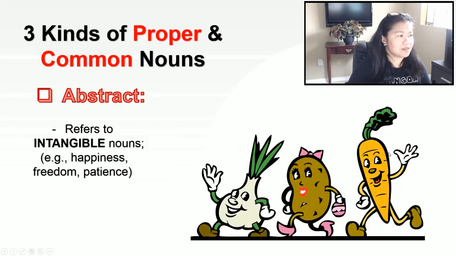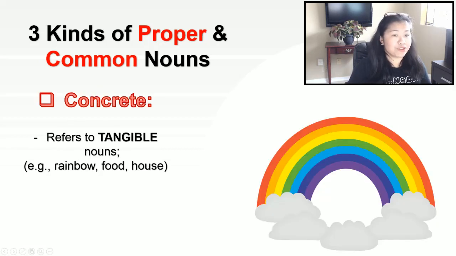Whereas abstract, the second one, refers to intangible nouns. When we say intangible, those are things that we don't see. For example, an emotion of happiness, a state of freedom, patience, anger, envy. Now we go to the third one, which is concrete, the exact opposite of abstract. This refers to the tangible ones, or the ones that we see, the person, things, place, or events that we see using our five senses. For example, this colorful rainbow, food, house.